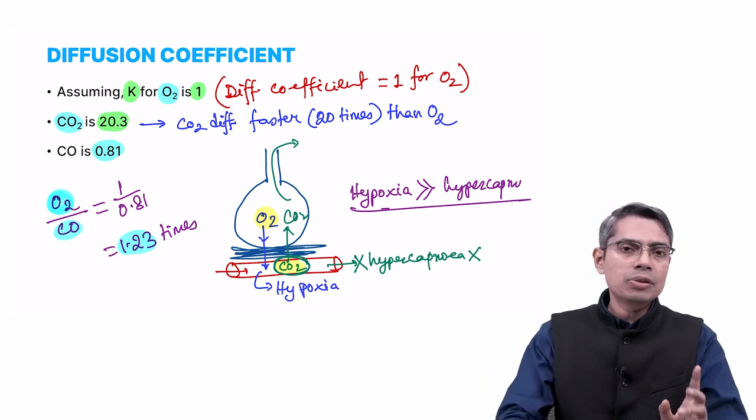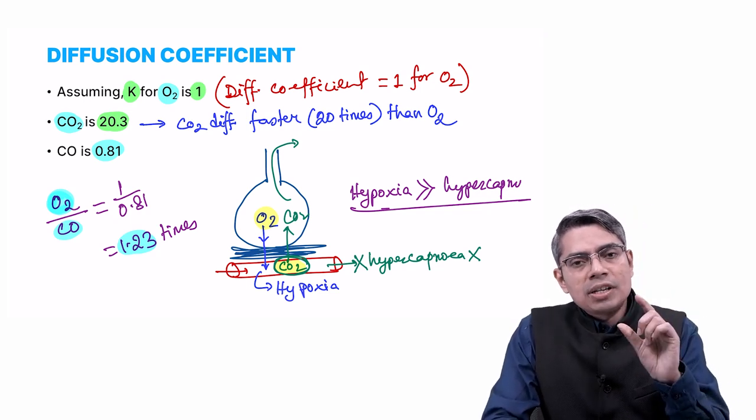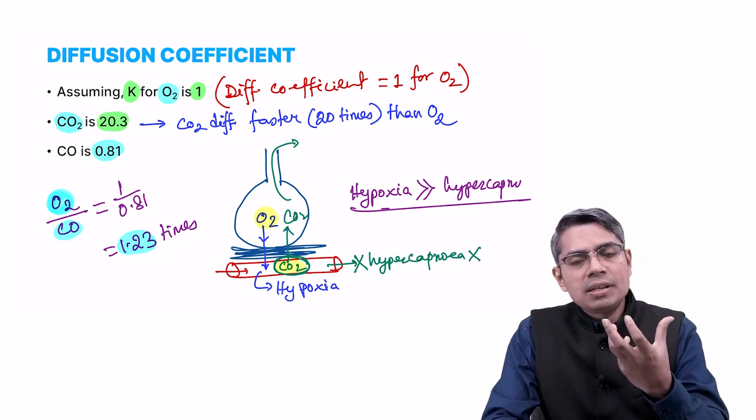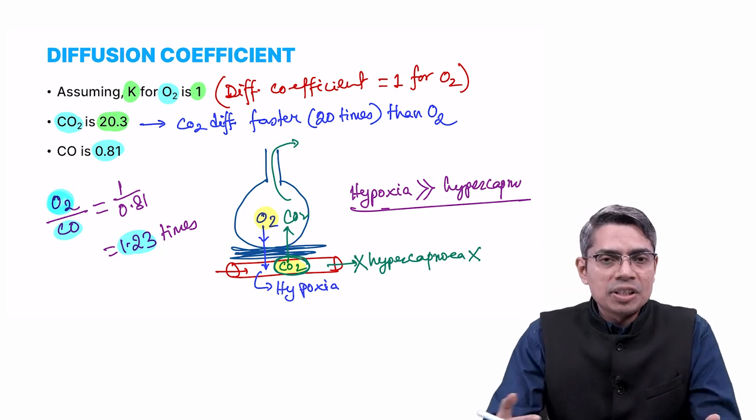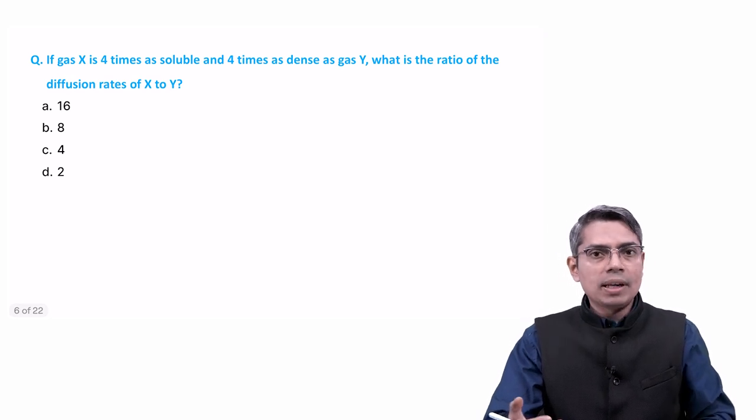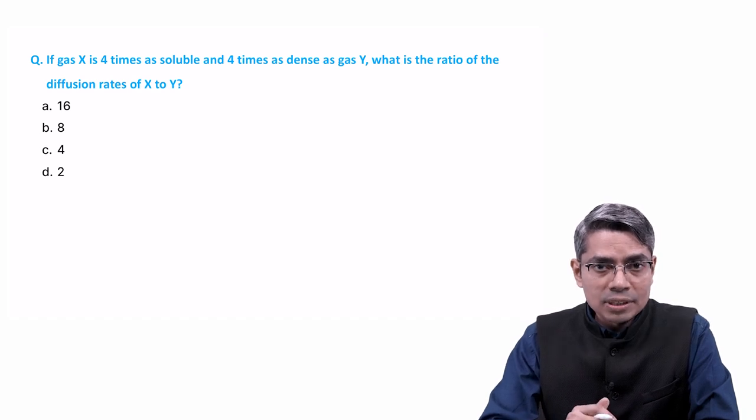Got it? So now you understood two things. One is the respiratory membrane. Then you understood the formula for diffusion capacity calculation and how that formula changes in different disease conditions. Now let's understand one MCQ which will be based on the formula that we have just learned.